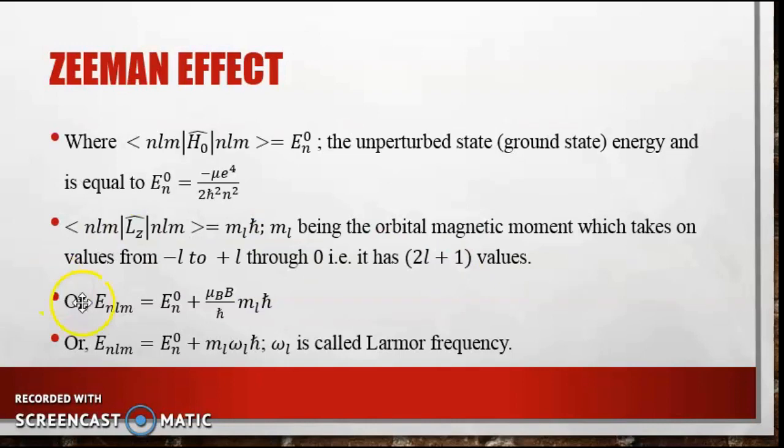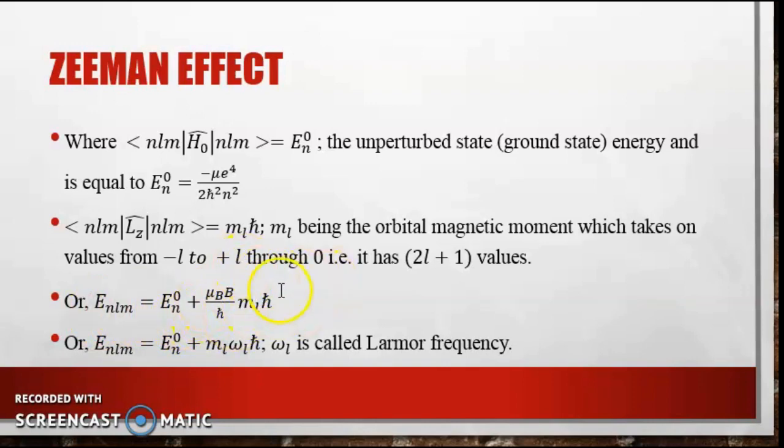Now let us understand this. From this equation we have Enlm equal to En naught plus mu B into B into ml, with h cross cancelled out with the denominator h cross. So this ml takes on different values from minus L to plus L. If we take L equal to 1, then ml will have three values: minus 1, 0 and plus 1. Accordingly, there will be three expressions for Enlm. One expression will be En naught plus 0, if we take ml equal to 0, so that is the unperturbed state energy. When we take ml equal to minus 1, then Enlm equals En naught minus mu B into B. And when we take ml equal to plus 1, then Enlm equals En naught plus mu B into B.